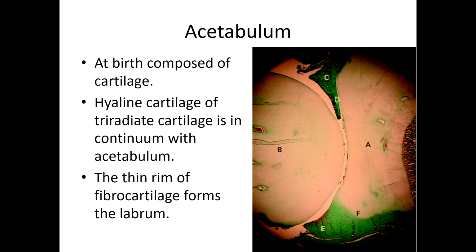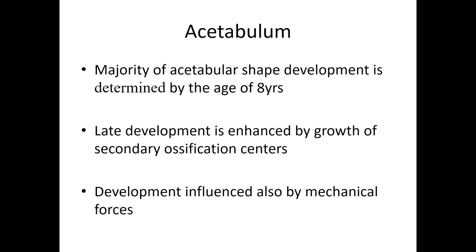And at birth, the acetabulum is all composed of cartilage, and the hyaline cartilage of the triradiate cartilage is all in continuum with the acetabulum. And the thin rim of fibrocartilage at the end finally forms the labrum. Now, we generally think that the majority of the acetabulum shape development is determined by the age of 8 years.